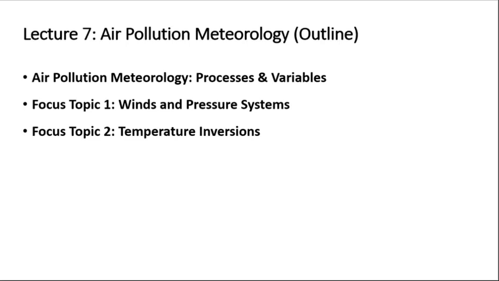The outline of this lecture is as follows. We will first cover basic processes that occur in the air that affect air pollution, and the meteorological variables that these processes depend on. We will then focus on 2 specific meteorological aspects. The first is winds and pressure systems. The second is temperature inversions, a topic covered earlier in connection with the stratosphere. This time, we will focus on temperature inversions that occur close to ground level and therefore affect air pollution concentrations.